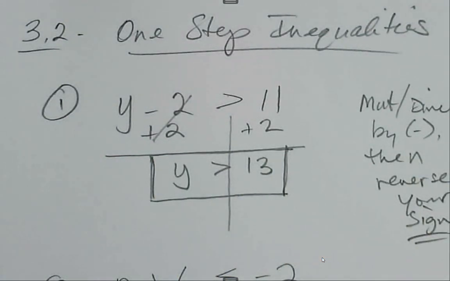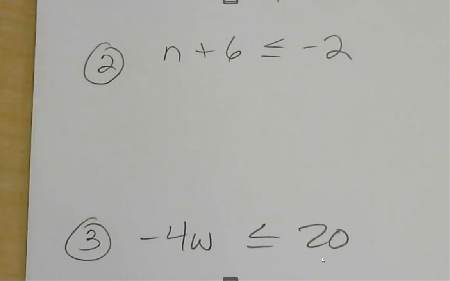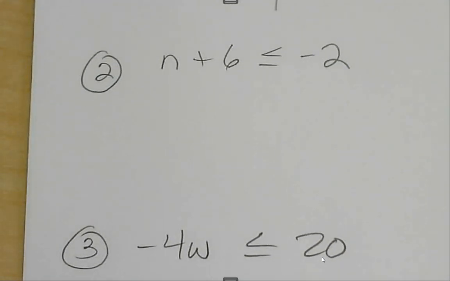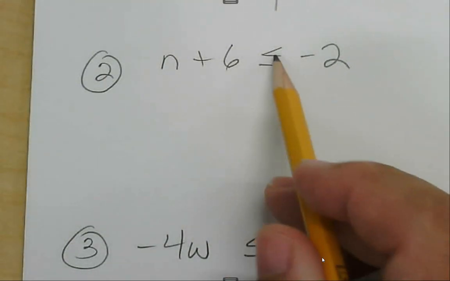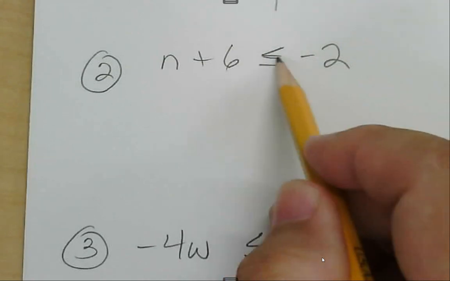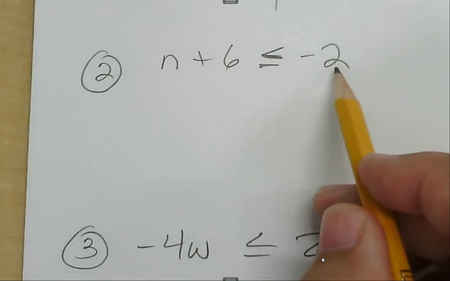All right, so let's look at another one. And again, we've only got 4 examples we're going to be looking at today, and these are all what your practice is going to look like. So on number 2, we have n plus 6 is less than or equal to. Remember, we talked about those signs yesterday. n plus 6 is less than or equal to negative 2.